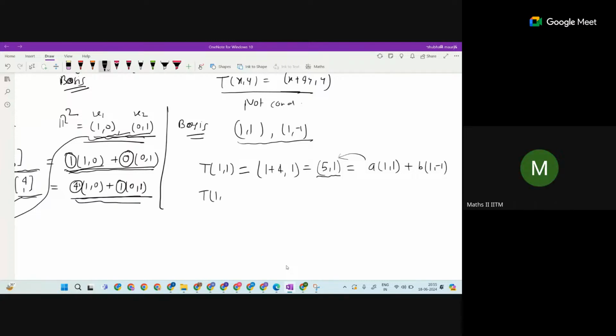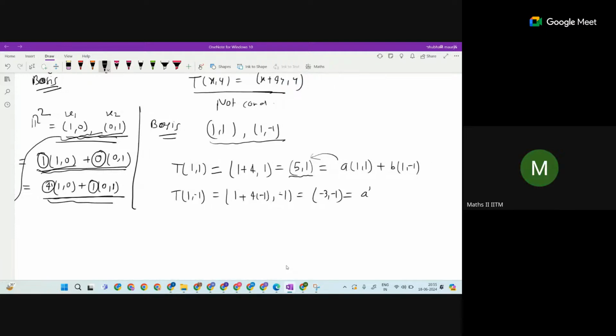Let's find the second one, which is (1, -1), and this is going to be (1 + 4 times -1, -1), which is (-3, -1). This is going to be A' times (1, 1) plus B' times (1, -1). Then your matrix is going to have A and B here, and A' and B' here. We have to find A', B', A and B. Can you guess what those are?